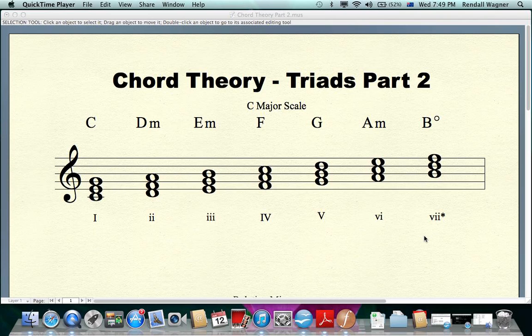So we're going to go down and have a look at what the relative minor of C is. I'll just give you a quick explanation of this. When we look at a scale, let's say C major, all major scales have a relative minor. And what that means is that the minor shares the exact same key signature. Now a key signature appears just after your clef, and it has sharps and flats.